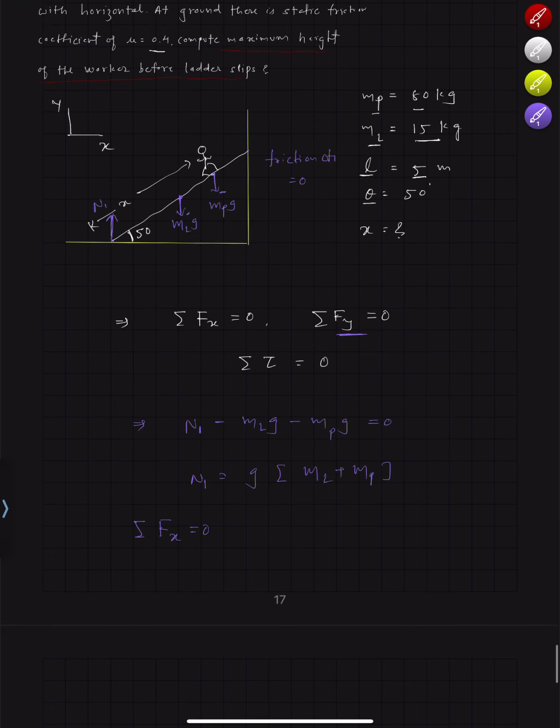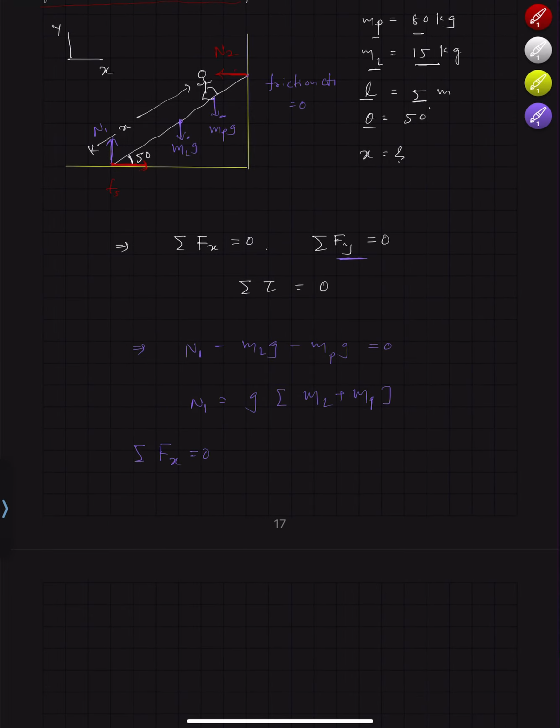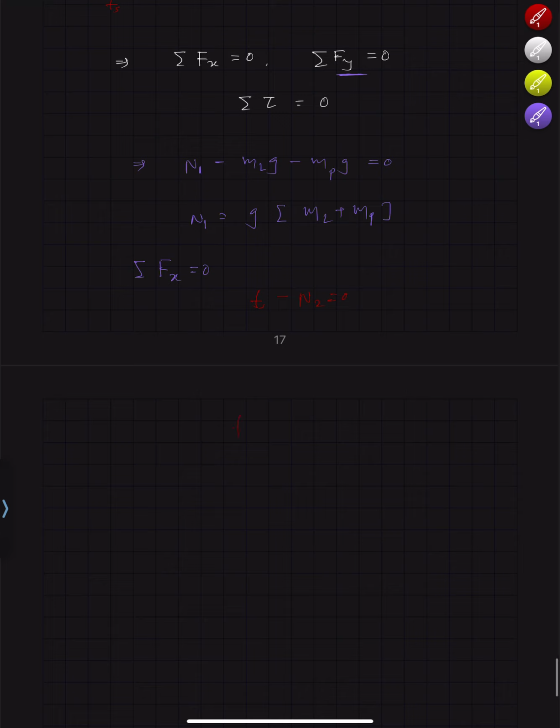Now second, the total force in the x direction is also 0. So what are the forces in the x direction? One force is the friction force by the ground, which is in this direction, let's say f_s, and the second is the normal force by the wall on the ladder, let's say N2. There is no other force in the x direction, and the directions of these two forces are opposite, so f_s minus N2 is equal to 0, so f_s is equal to N2.